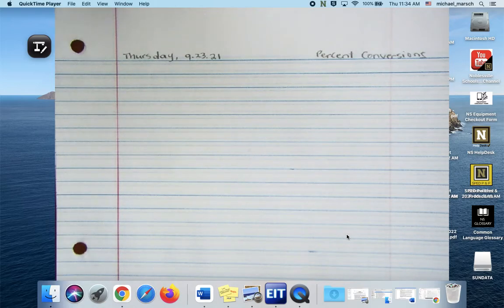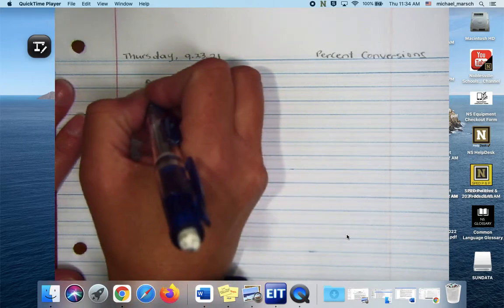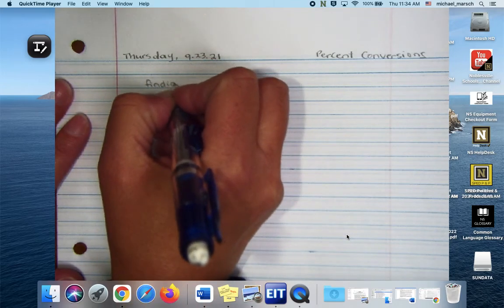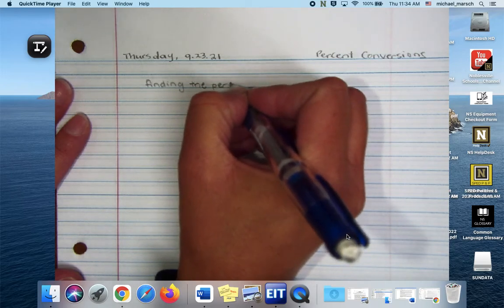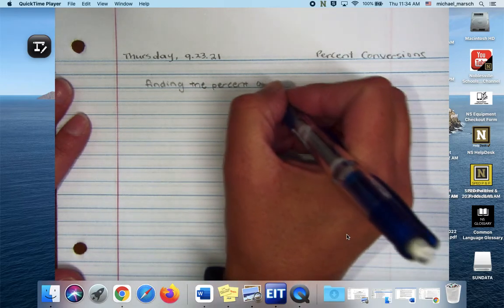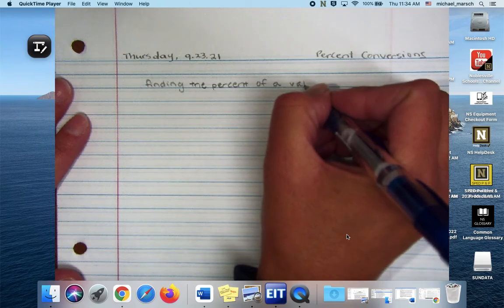Hopefully the ed puzzle yesterday reminded you of proportions. Setting up proportions, units, equals, lines. Okay, so finding the percent of a value.